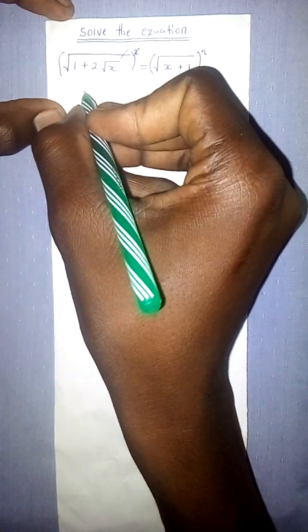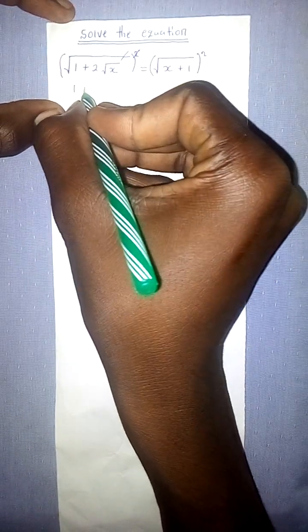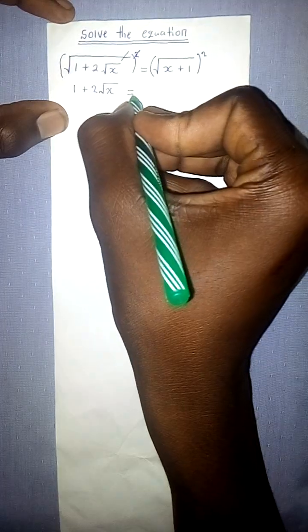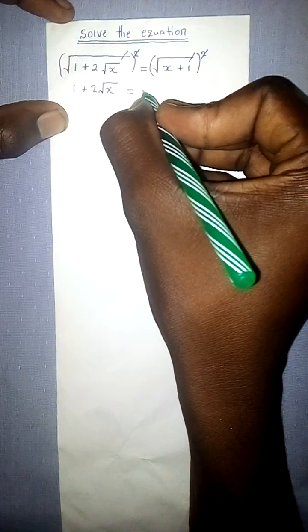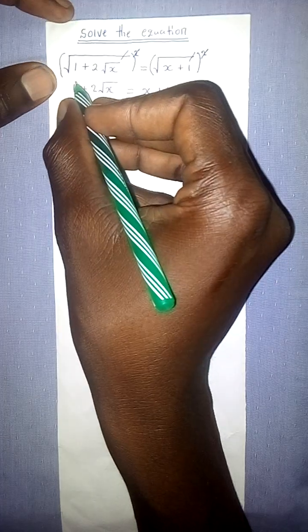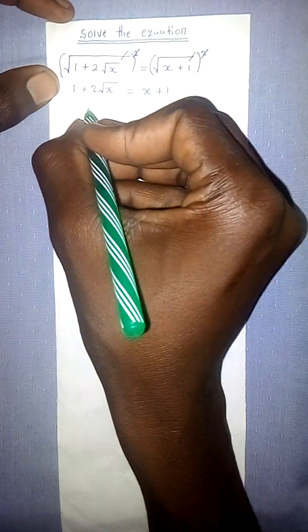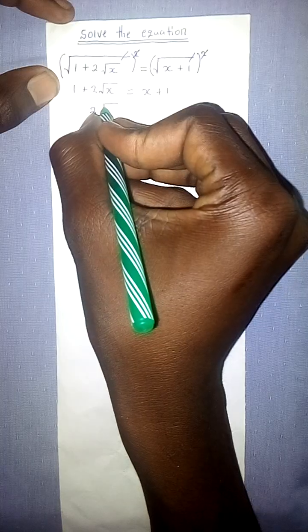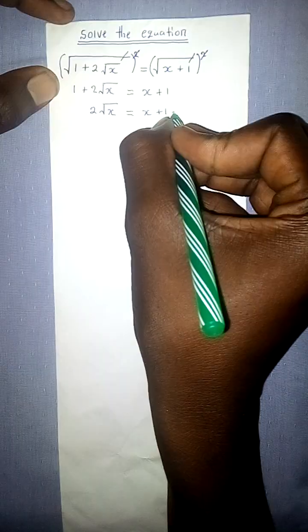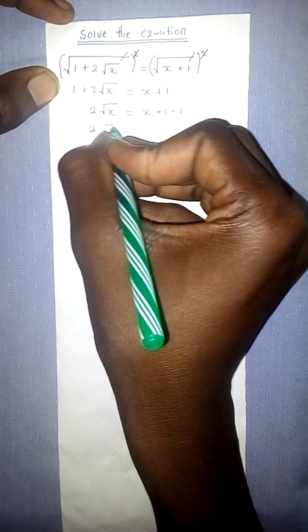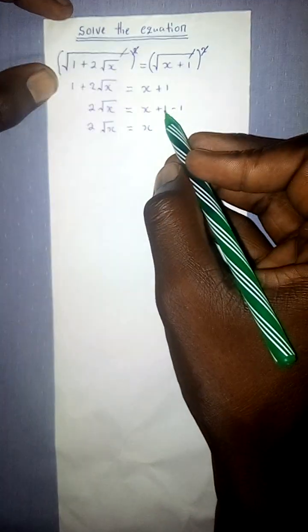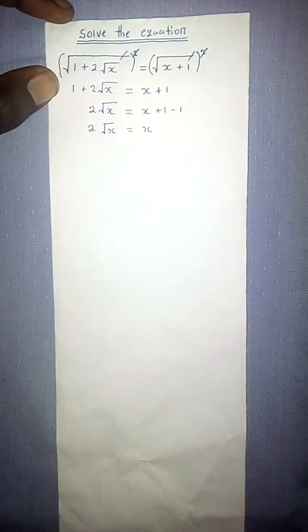this square root. So in this case we'll have 1 plus 2 square root of x being equal to this, and this cancels out to have x plus 1. Then we are going to take this to the other side because we want to remain with one thing. So we'll have x plus 1 minus 1, which will give us x, because 1 minus 1 is simply 0.